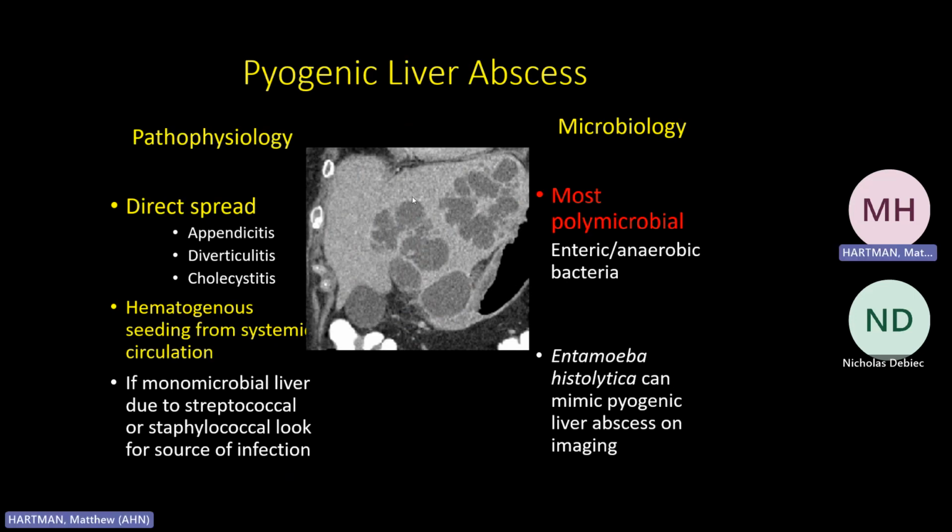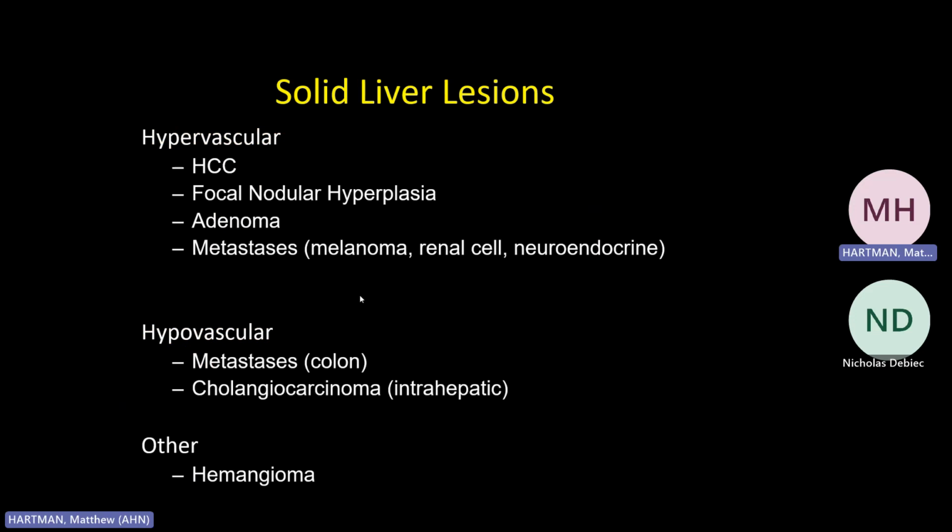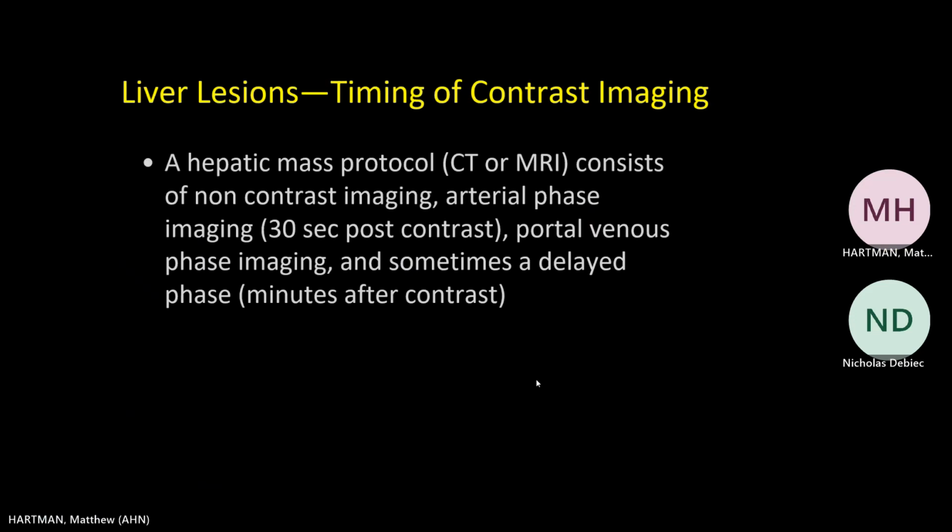And so we remember abscesses anytime you have multiple cysts, that grape-like appearance. Don't forget that. Okay, but if we have a solid lesion, we will have a different differential. And again, we want to know, is it hypervascular or hypovascular? And we'll put hemangioma in our other category.